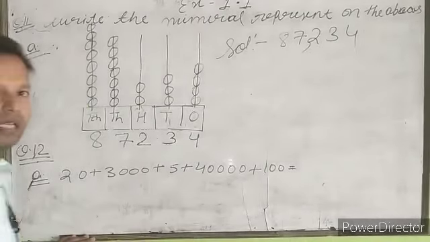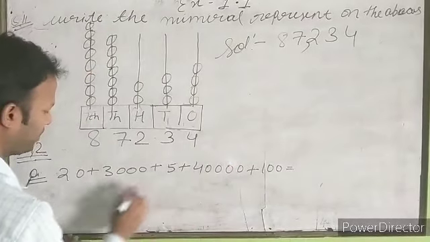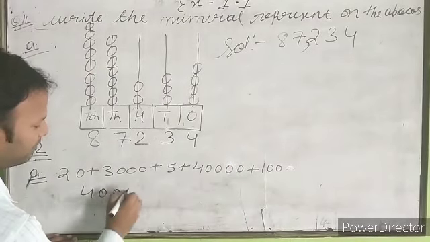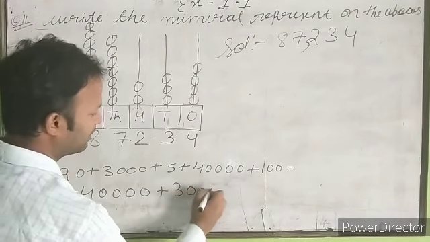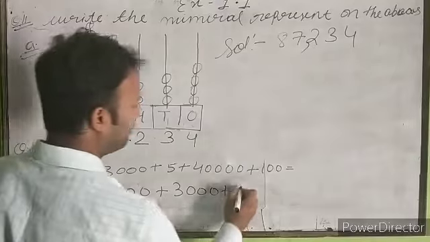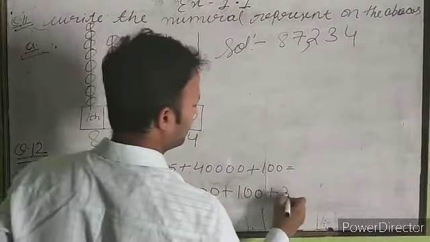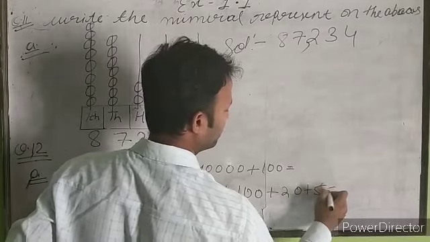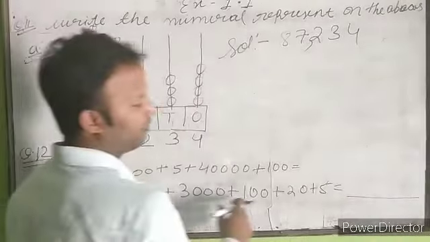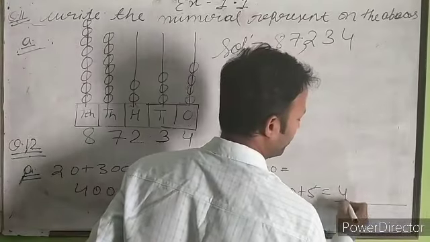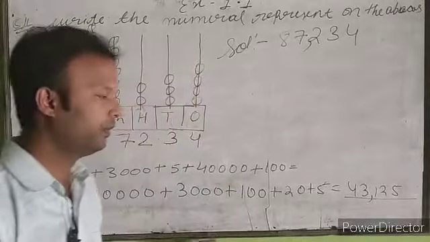So first we will arrange according to the greatest value. The greatest is 40,000. So see, first we will write 40,000 plus then 3,000, then 100 plus then 20 plus then 5. So what is the answer? 43,125. Hope you understood this.